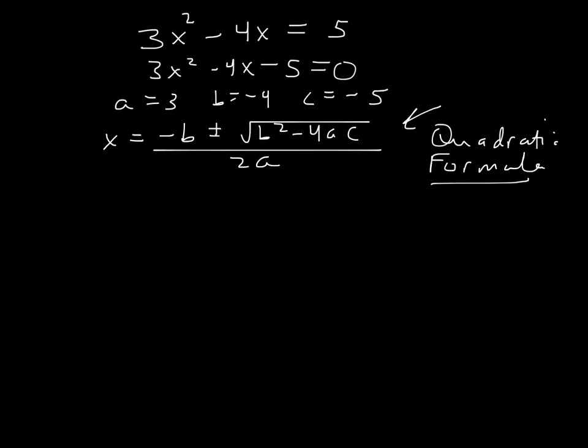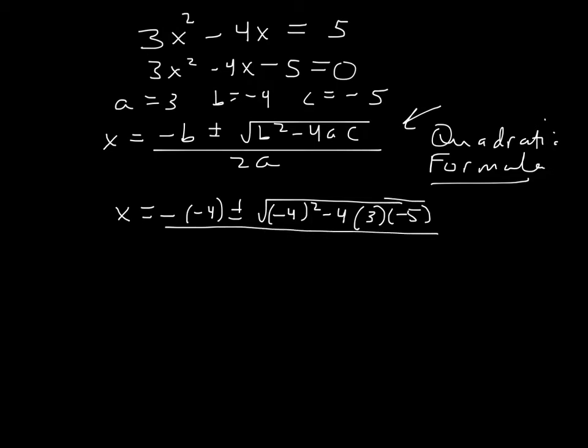All right, so for this problem, x equals negative 4 plus or minus square root negative 4 squared minus 4 times 3 times negative 5 all over 2 times 3. That's just plugging numbers in a formula, nothing to it. Okay, the only part that requires a little bit of skill is cleaning this problem up.